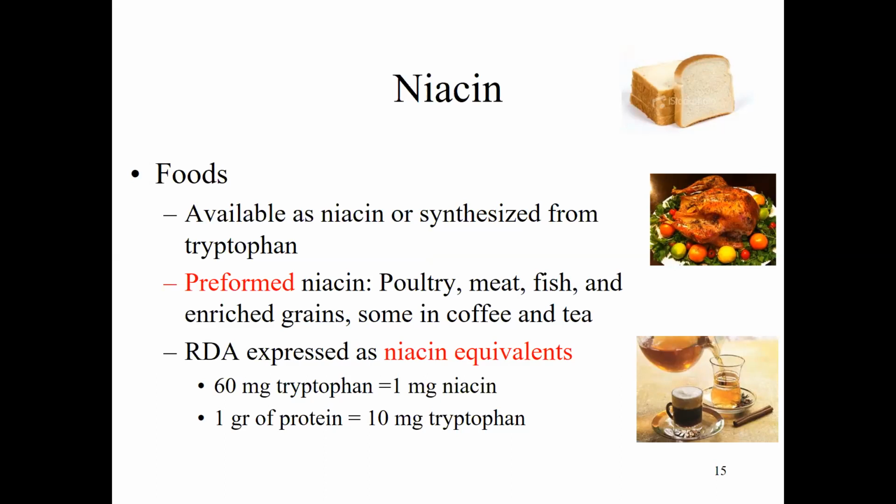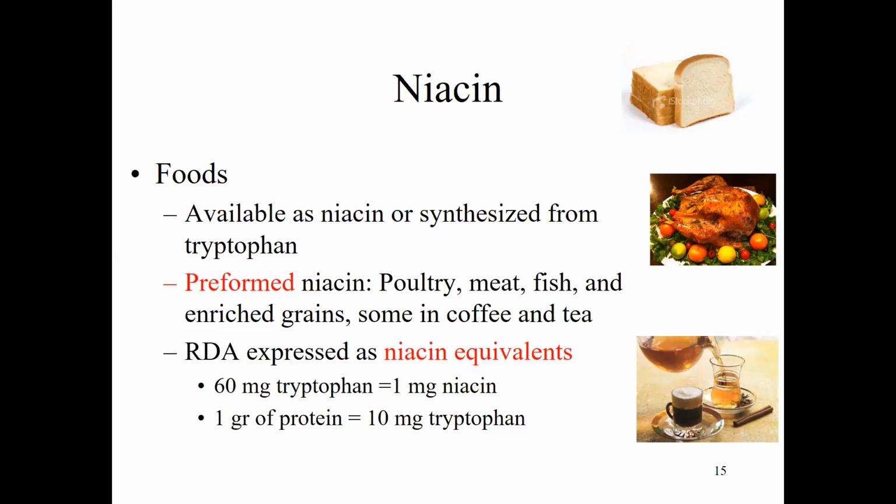Preformed niacin, which is niacin as niacin, the natural form of the vitamin, is found in poultry, meat, fish, enriched grains, and some coffee and tea. Because it's in commonly eaten foods, we'll learn that we don't often see it as a deficiency. And now we're up to our third B vitamin that's in enriched grains. So again, we're going to have thiamine, riboflavin, and niacin every time we eat bread and cereal and pasta, at least in the United States and other countries that do it.